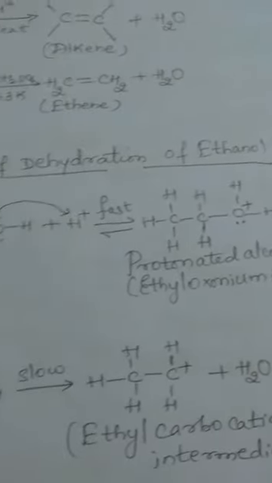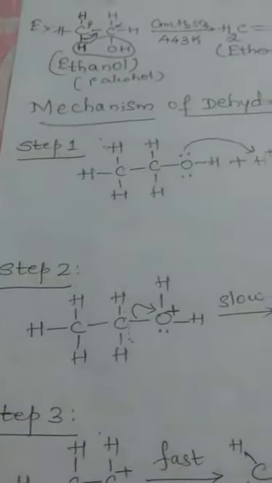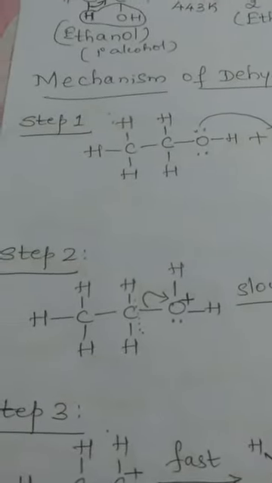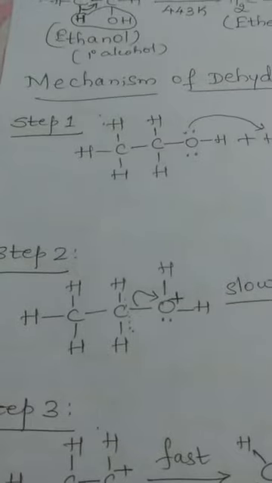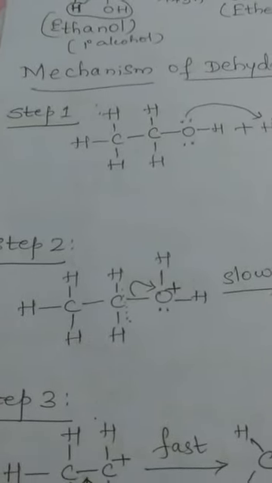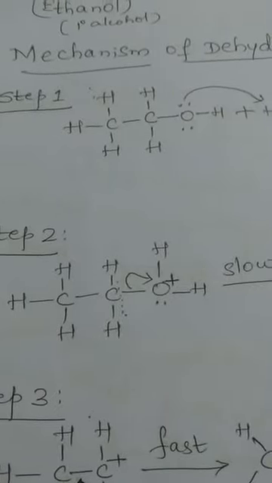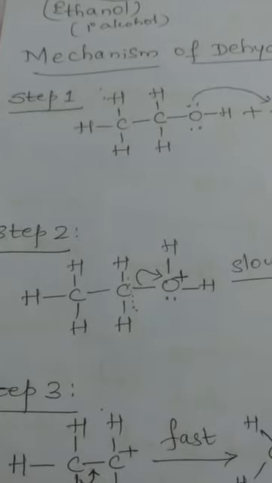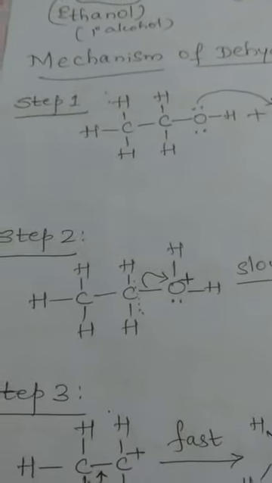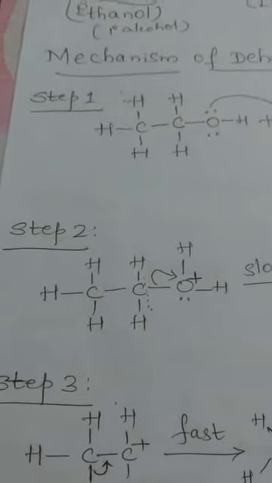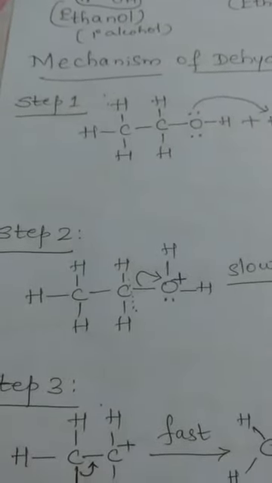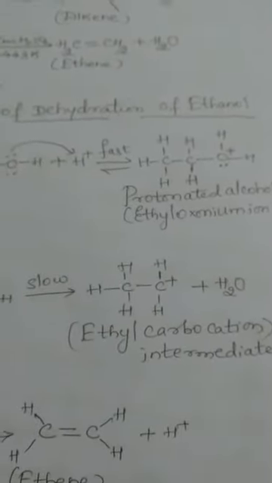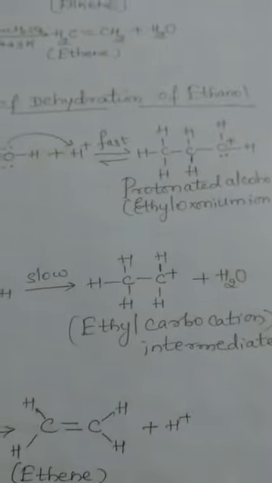Then the second step is, yes, if you look, this is the same ethyl oxonium ion or protonated alcohol. Now this is the slowest step wherein the formation of intermediate carbocation takes place. That is, oxygen being more electronegative pulls the electron pair of carbon-oxygen bond towards itself, so that a positive charge is introduced on the adjacent carbon and water is eliminated. So that you will get ethyl carbocation intermediate and water is eliminated, H2O.